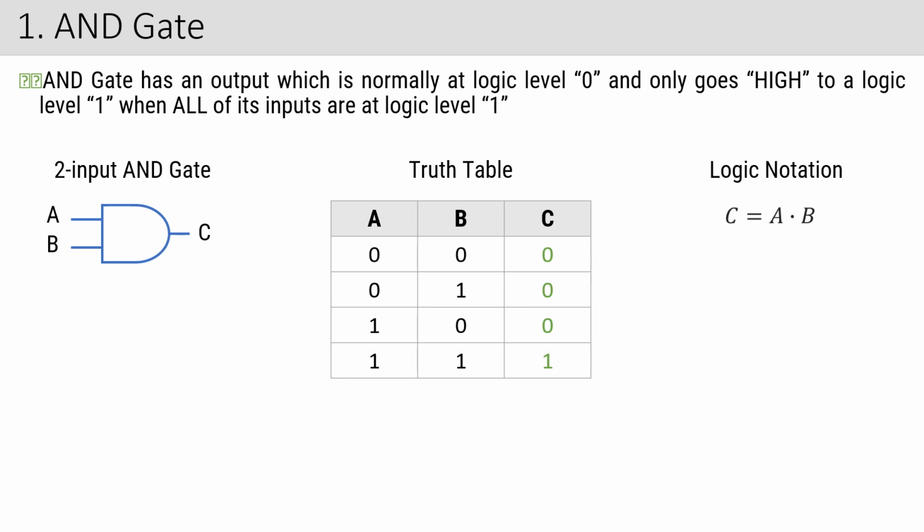Okay, so this is the logic gate. This is your AND gate. Next comes your OR gate. Okay, how will I explain my OR gate?